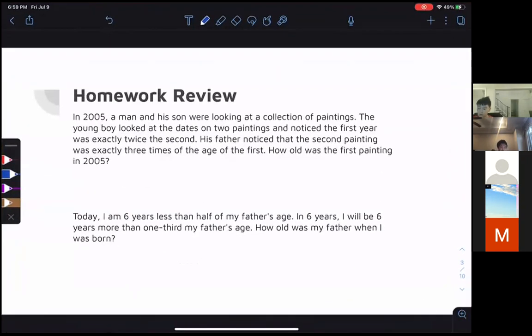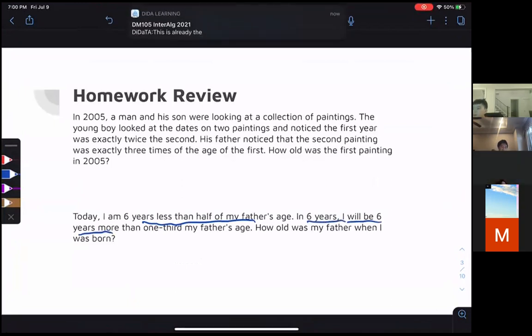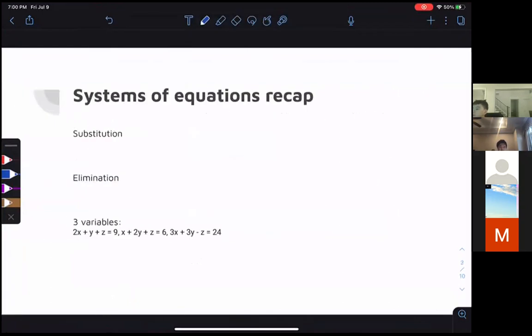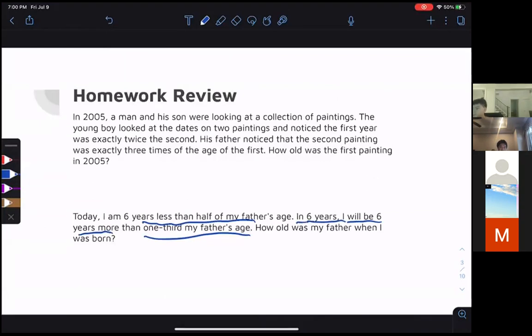Okay, so when you were born, that means you were technically like 0 years old, all right? And in "in 6 years," the two ages are at the same time, meaning I will be 6 years more. This is talking about the in 6 years age. 1/3 my father's age is my father's age in 6 years. So treat every quantity in every sentence as in the same time frame, if that made sense. All right. That being said, Leo, you can go ahead.